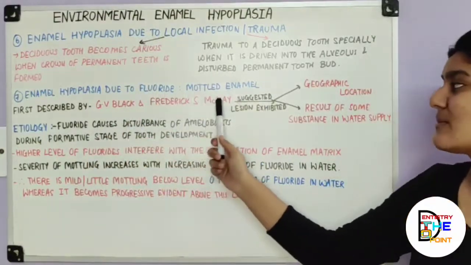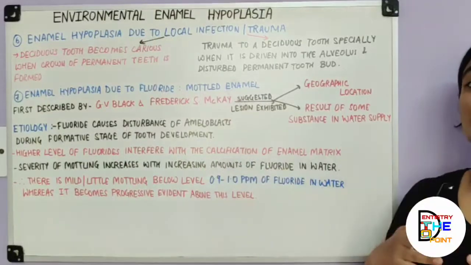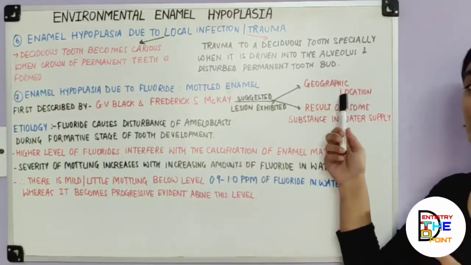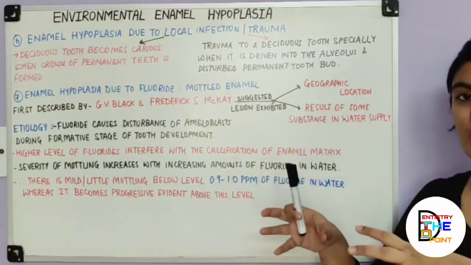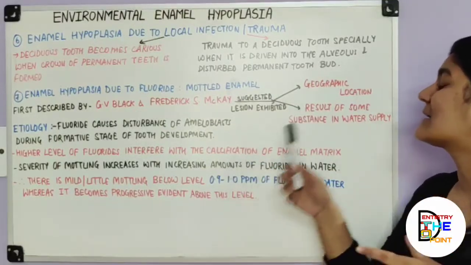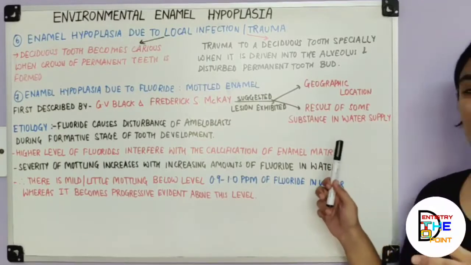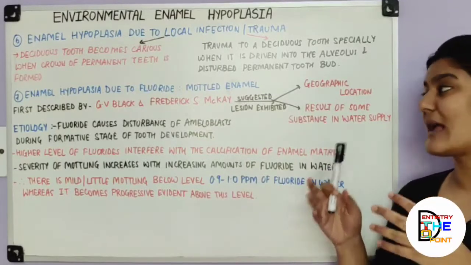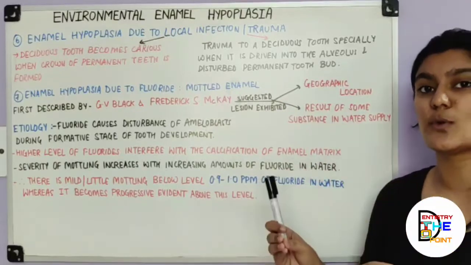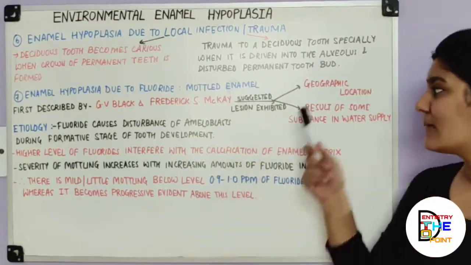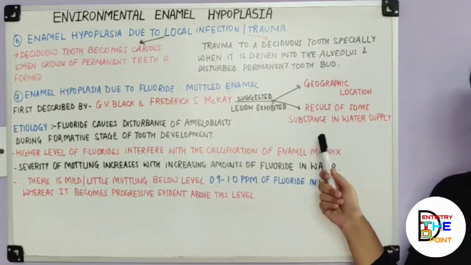Black and Frederick S. McKay suggested that the lesions exhibited a geographic pattern pertaining to a specific area, and also that it was a result of some substance in the water supply. They were not actually able to find out that the substance was fluoride. It was found out later, but these two things were suggested by them.